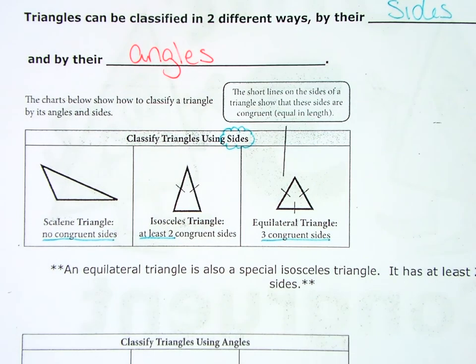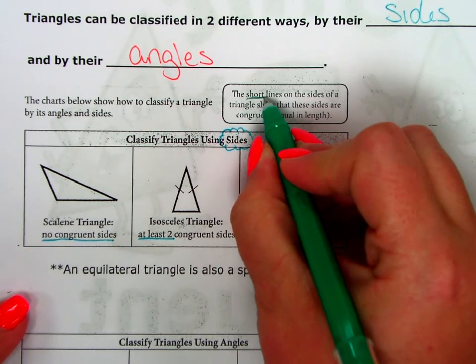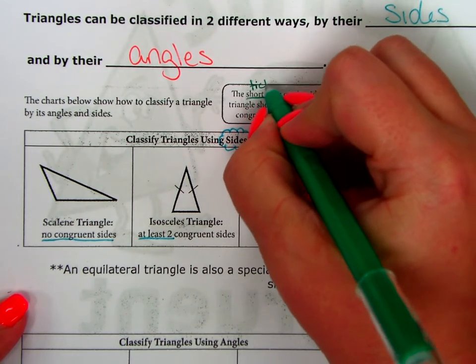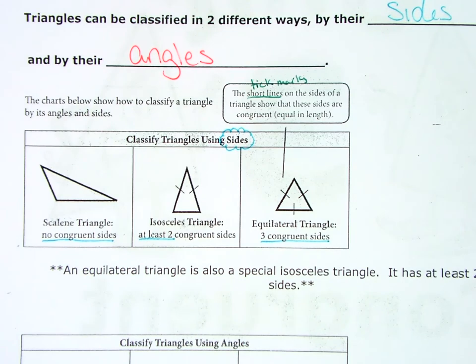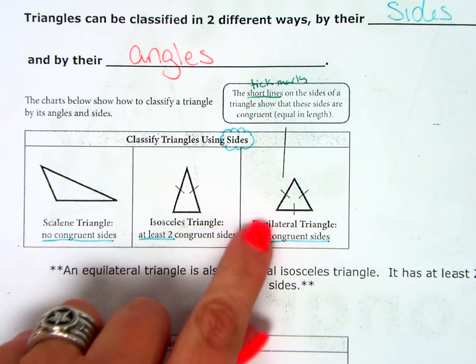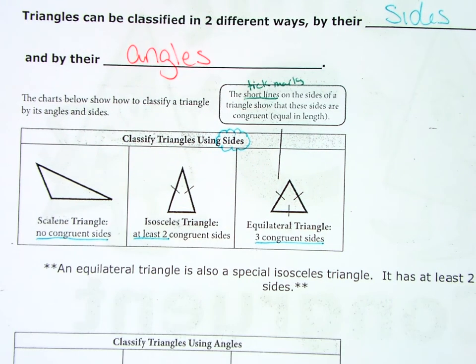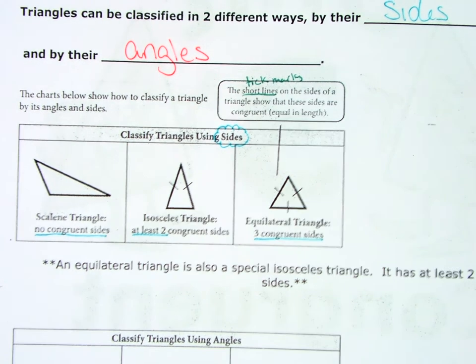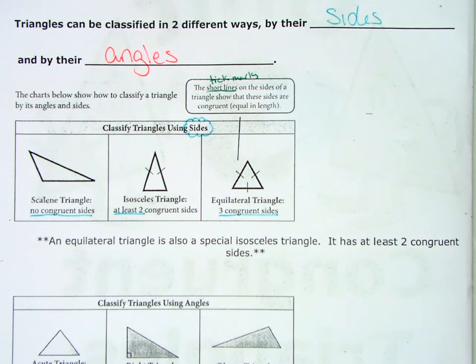Okay. Equilateral. Lateral means like side, right? Your sides. All right, so remember that the short lines, the little tick marks, can be used to show you that you have congruent sides. So that's how I know all 3 of these are the same. They have those little short lines on them. That's how I know these 2 are the same. They have the little short lines on them. Okay? An equilateral triangle, because of the definition of isosceles, is technically an isosceles triangle because it does have at least 2 congruent sides.